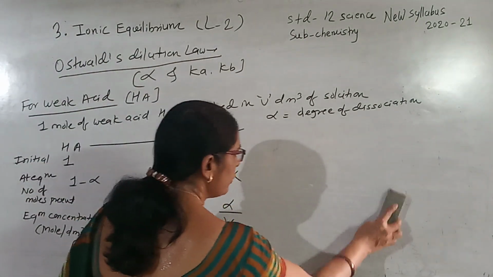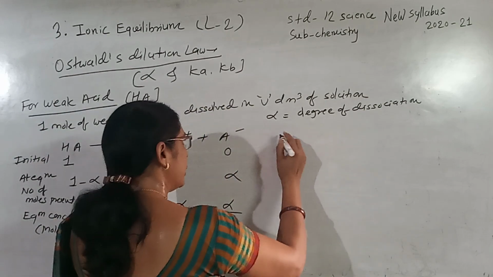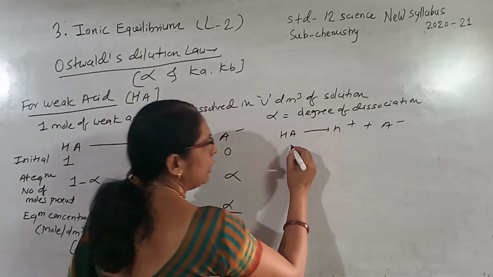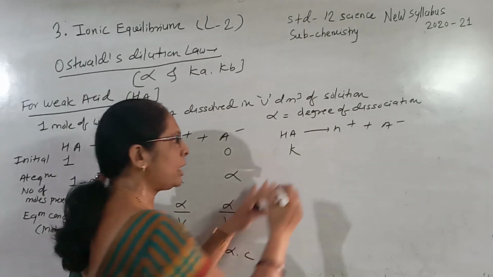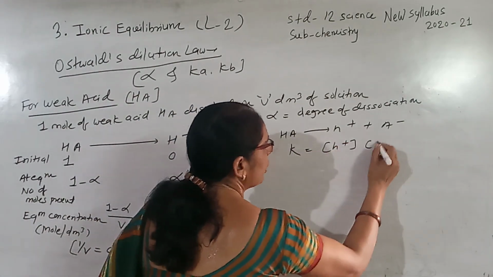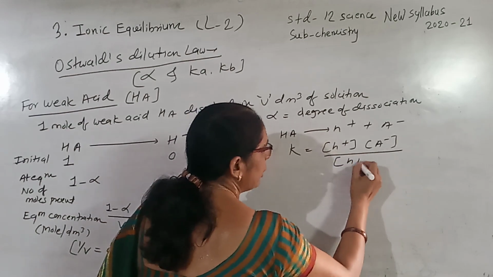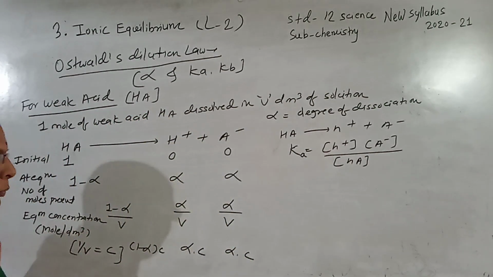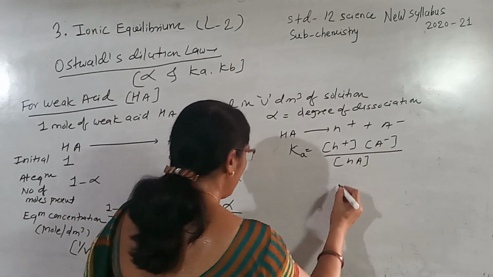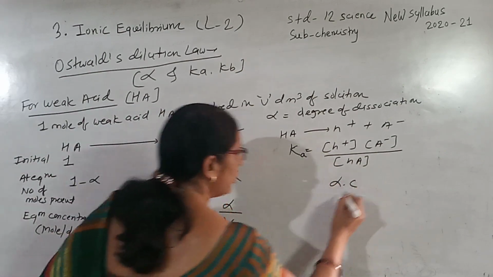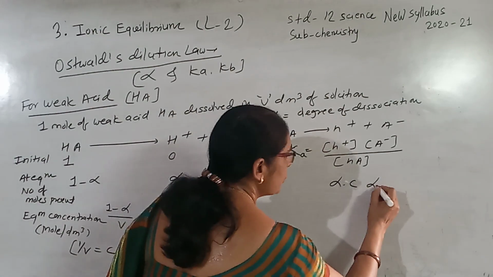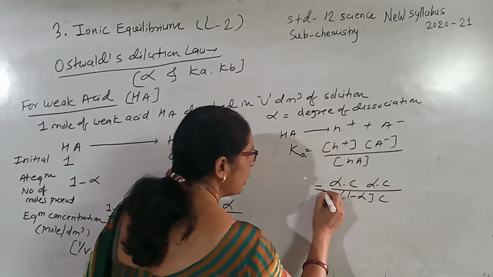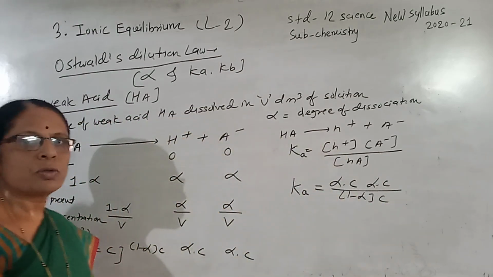Now let us substitute the values. We know that HA dissociates to give H plus and A minus. According to the law of mass action, K is equal to the concentration of the products divided by the concentration of the reactant, and the constant used here is the dissociation constant of the weak acid, Ka. So the value of H plus is alpha into C, the value of A minus is alpha into C, and the value of HA is 1 minus alpha into C, equal to K, the dissociation constant.